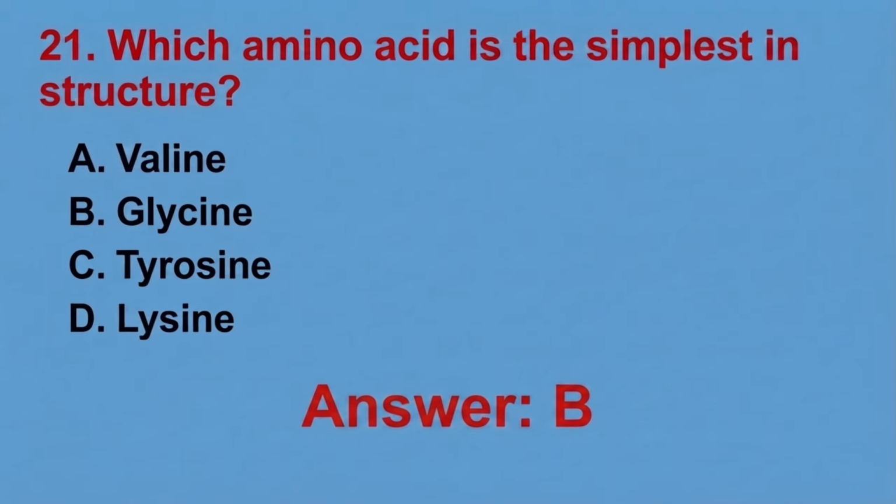Okay, let me give you an exam tip. Remember, glycine is the simplest amino acid, while proline is the most rigid amino acid. Okay, take that. Let's go to question 22.